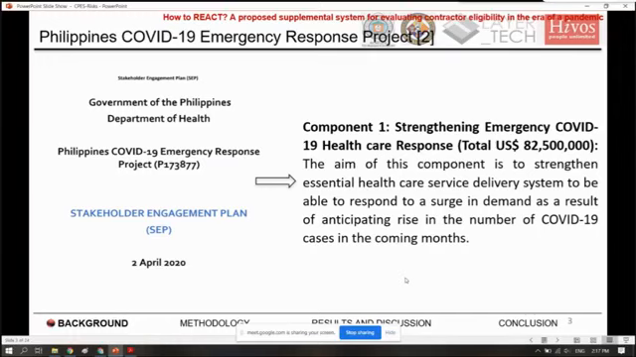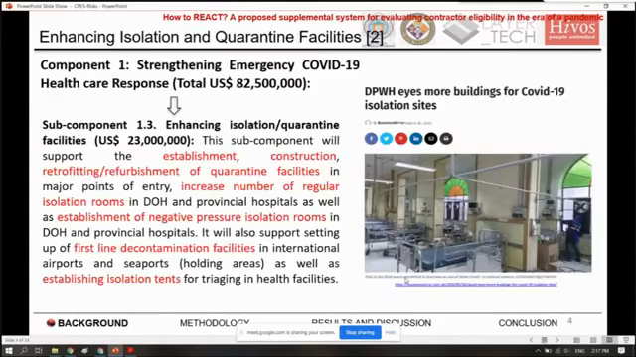We look into a specific subcomponent of the said component because under that component, our contractors play the vital role. We call it the subcomponent 1.3, which is the enhancement of isolation or quarantine facilities, with a total budget of around 23 million US dollars. So under this subcomponent, the establishment, construction, retrofitting, refurbishment of quarantine facilities falls into.